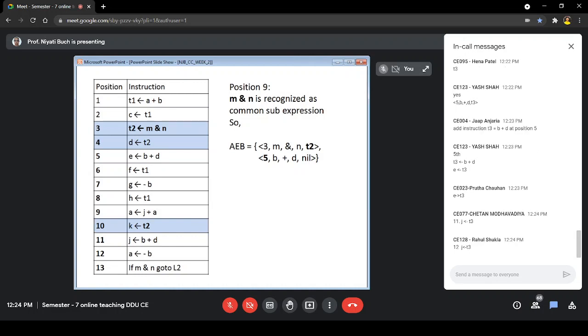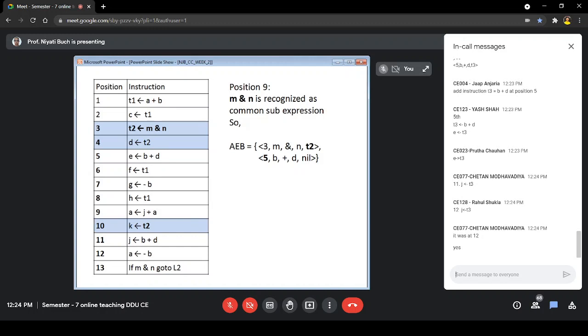Okay, new instruction 11. J, T3 assigned to J, correct. And then that will not be 11, Chetan. Yes, it would be 12, because an instruction would have been added. Yes, old 12. Right, old 11 and new 12. Correct. Fine.